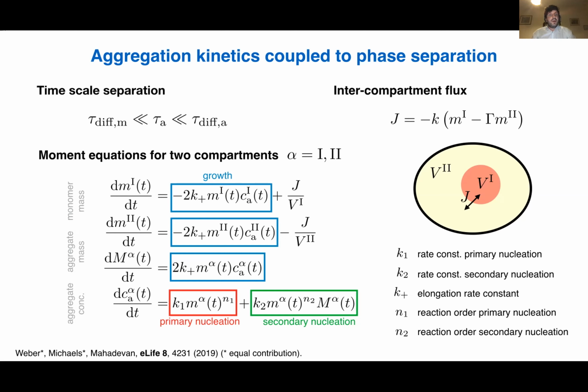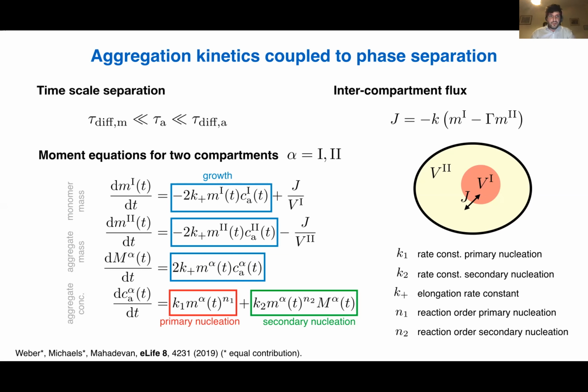And so when setting up the equations for aggregation, we have to define concentrations of aggregates and monomers inside and outside. Monomers can aggregate because of primary nucleation, secondary nucleation, and growth. And I have this intercompartment flux that couples the inside and the outside. And this factor gamma, J, is exactly the key factor that is going to play a bigger role.